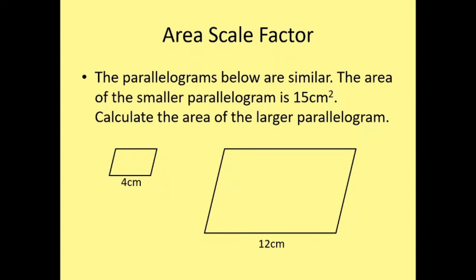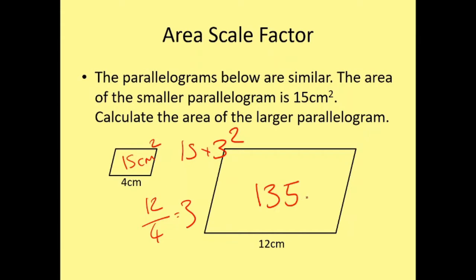So let's do some questions here. Okay? So these two parallelograms are similar. The area of the smaller one is 15. So I'm going to write 15 centimetres squared on it. So let's work out the length scale factor first. So it's going to be 12 divided by 4. So my scale factor is 3. So to get the bigger one, what I'm going to have to do is 15, which is the area of my small one, times by 3 squared. Okay. So 15 by 3 squared, which is 9. So my area here is 135 centimetres squared.